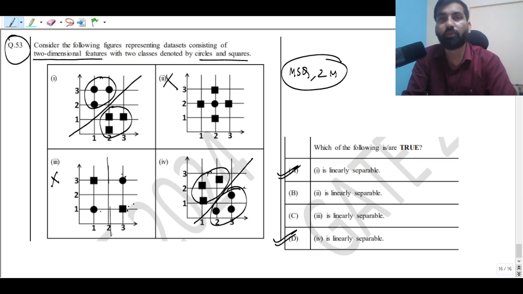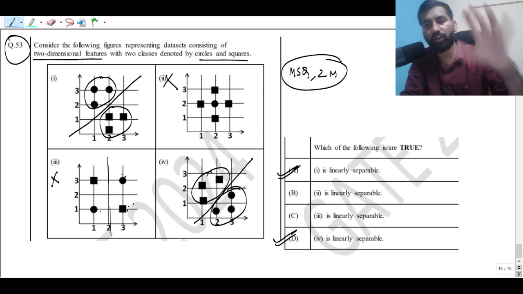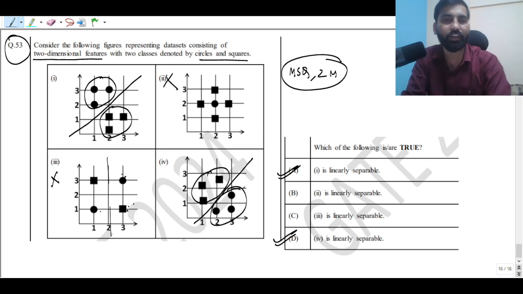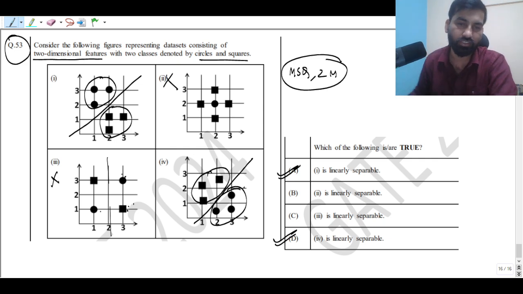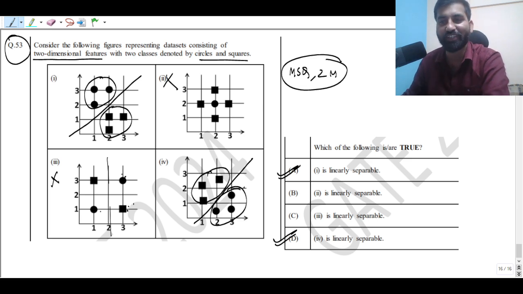When we talk about support vector machines, we talk about the hyperplane, right? So if you have data sets with two features, and you can draw a straight line that perfectly separates the data points of one class from those of the other class, then it is linearly separable. This was a very simple question that was asked in GATE 2024. I think anybody can do it.